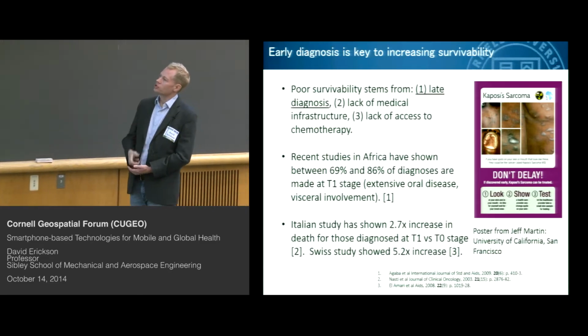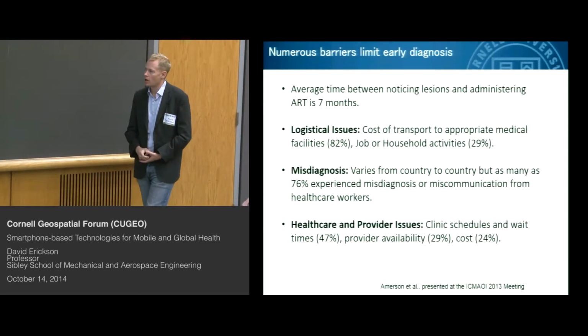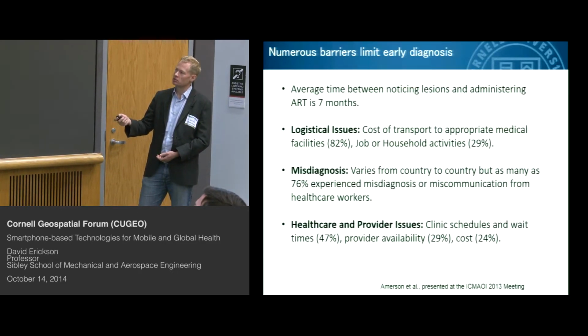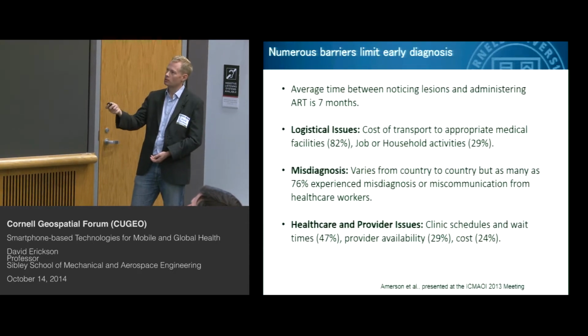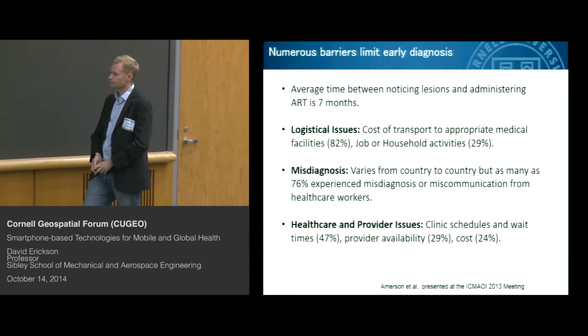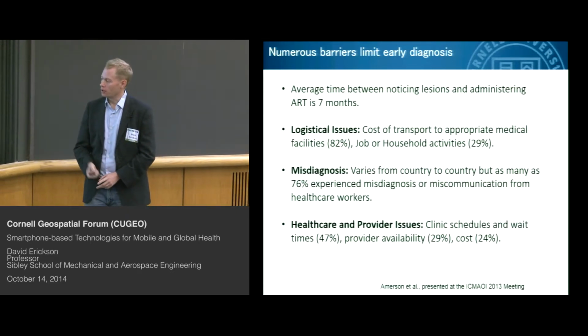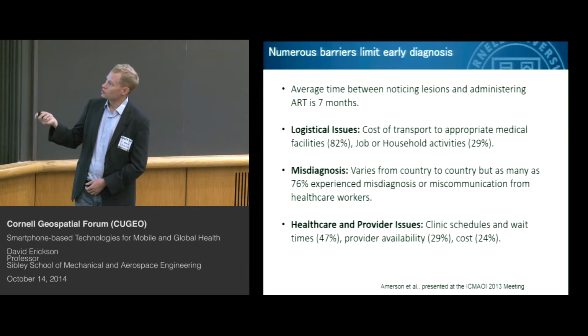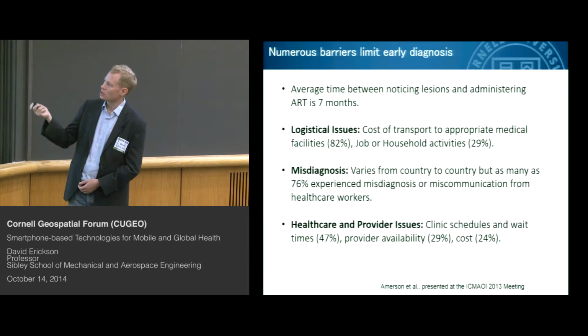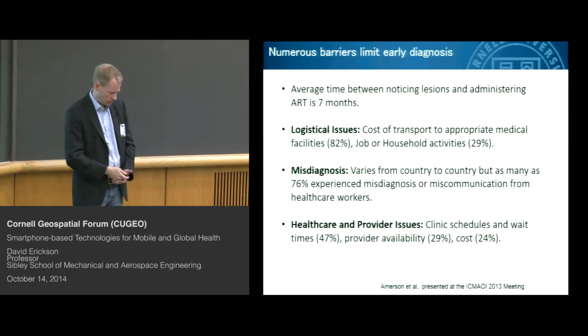Maybe I won't go through this in too much detail, but this is just the reasons why diagnoses tend to be late. The average time is about 7 months between somebody noticing lesions and getting to care, and some of this data is going to be out of date, but the upshot is that it's a big chunk of time between somebody starting to notice problems and when they start obtaining care, getting providers or getting information. There are a lot of structural issues in terms of logistical cost of transport and household activities, basically not too different from the kinds of things that stop us from getting diagnosed.